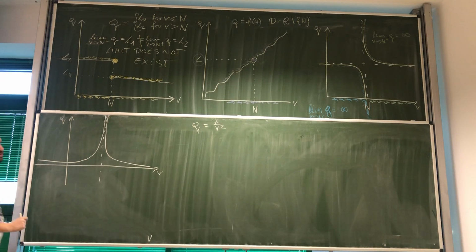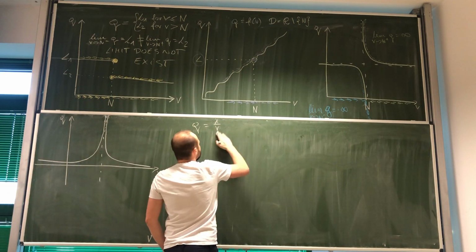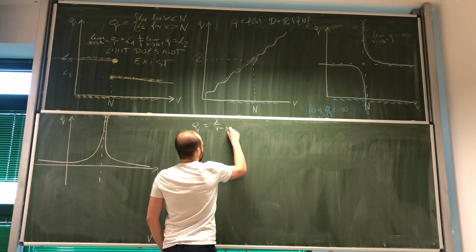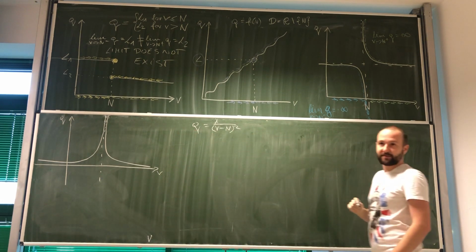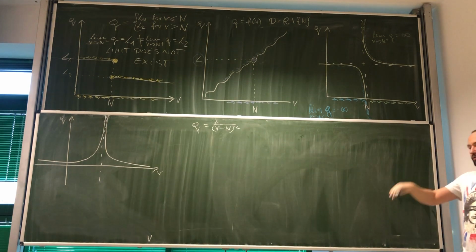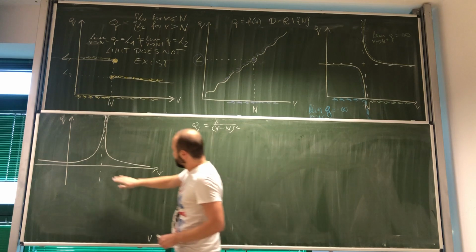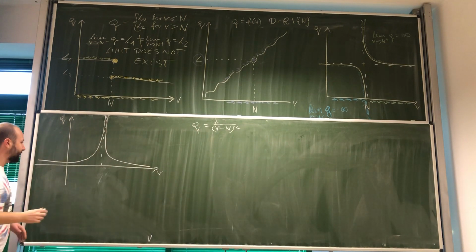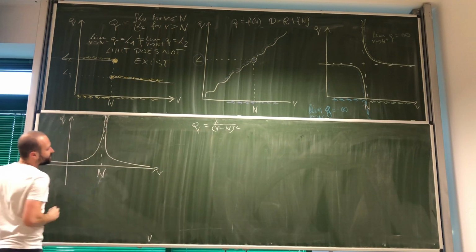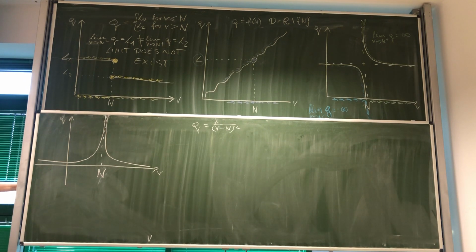So what would I have to change here? Well, I need to just move v by n. Remember, when we subtract, we go to the right. When we add, we go to the left. And look, so we can conclude that this point is n.